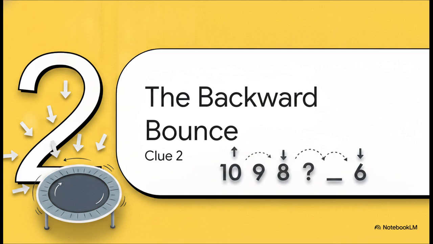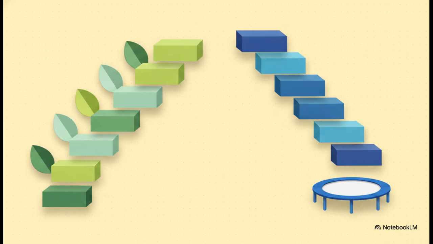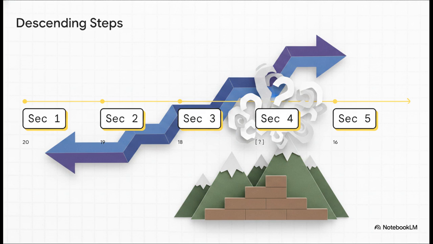Moving right along, we hit clue 2, the backward bounce. Okay, so we just nailed counting up sequentially from 5 to 7. Easy enough, right? But now we're throwing things in reverse with a brand new task, counting down from 20. This really highlights the sheer difference between the forward momentum we were just using and the new backward pattern we have to solve so we can land safely on our conceptual trampoline. Check out this downward path mapped on our timeline.